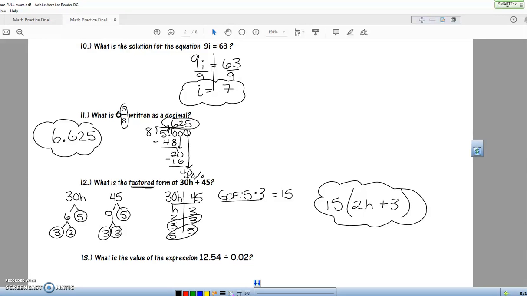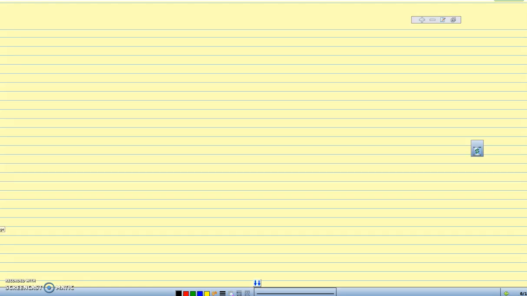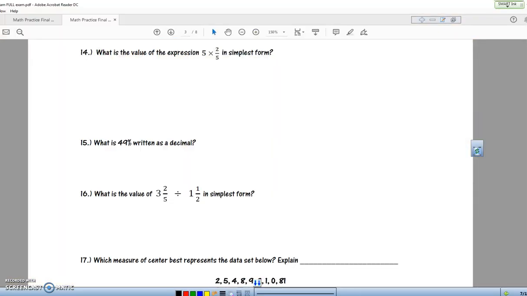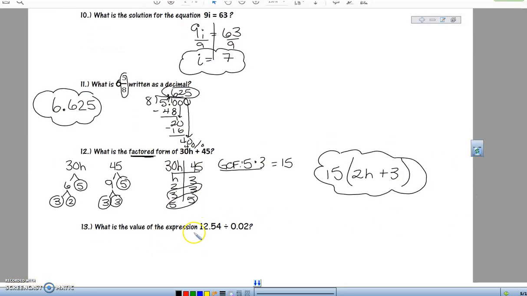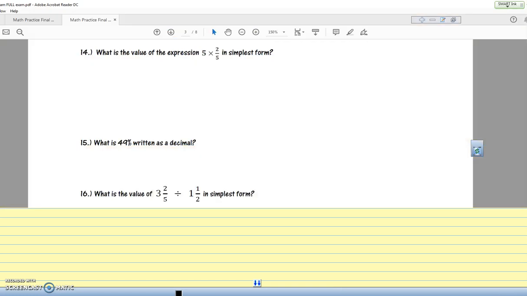I'm starting with number 13 right now. Whoops, sorry. I guess 13's on this sheet. Okay, so 2.54 divided by 0.02. All you need to do is type that in the calculator and you get 627. Because remember, you're able to use the calculator the whole test.